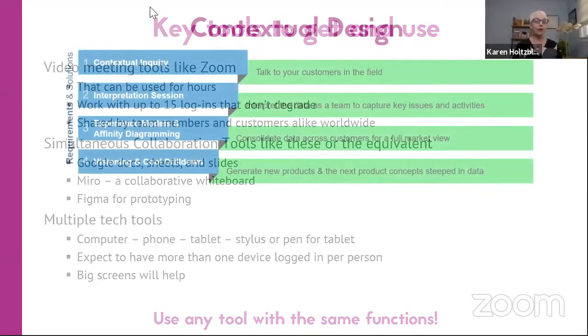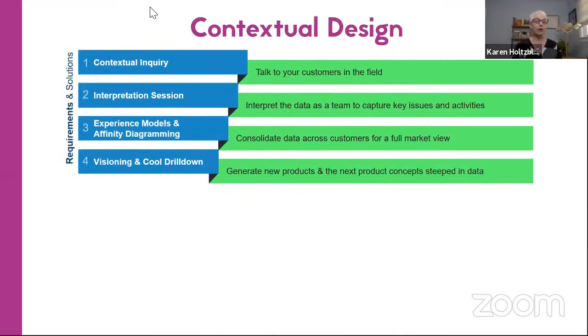Now, when we think about contextual design, the first half is the requirements to ideation phase, where you go into the field, you do your field interview, you interpret it with a team, you then take all that data and synthesize it into the affinity diagram and the experience models, and then you use, by walking that data and the visioning process, a way of coming up with new product concepts or additions.